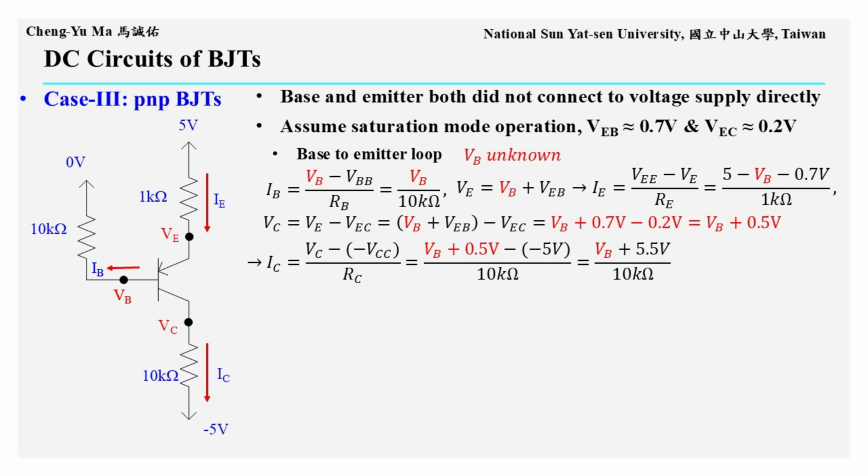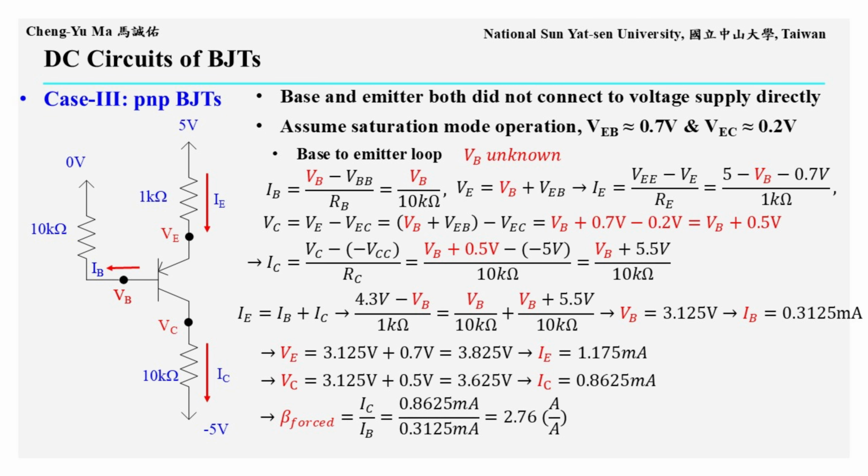After VC is written in terms of VB, the collector current is (VC minus negative VCC) divided by RC. Substituting VC equals VB plus 0.5 volts gives IC equals (VB plus 5.5 volts) divided by 10 kiloohms. The only unknown in all these expressions is still VB. Finally, we use IE equals IB plus IC to solve for VB. This gives VB equal to 3.125 volts.